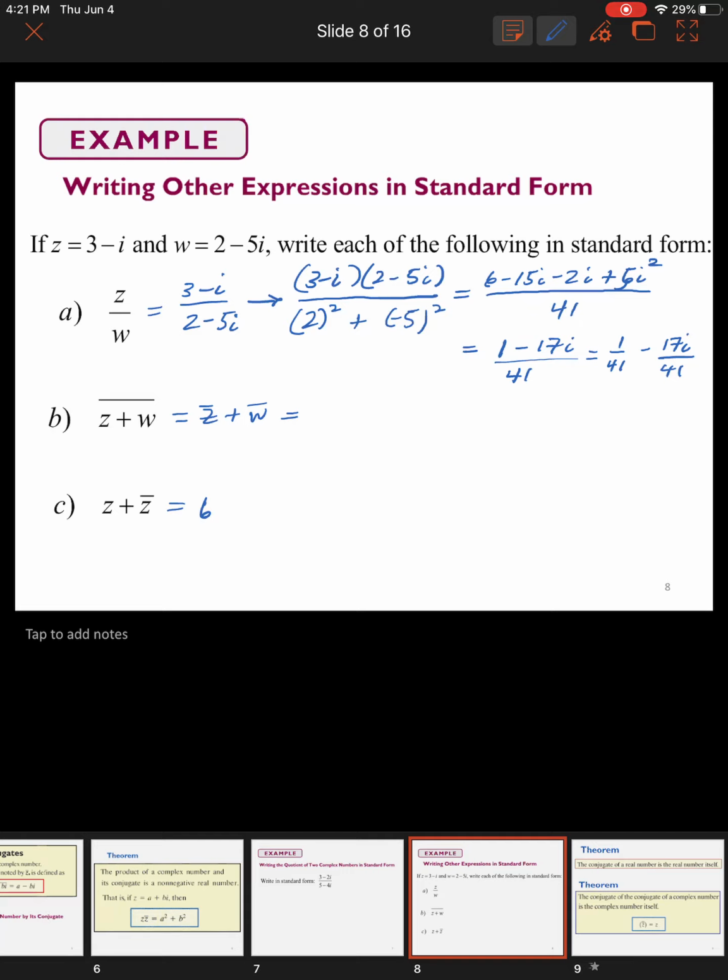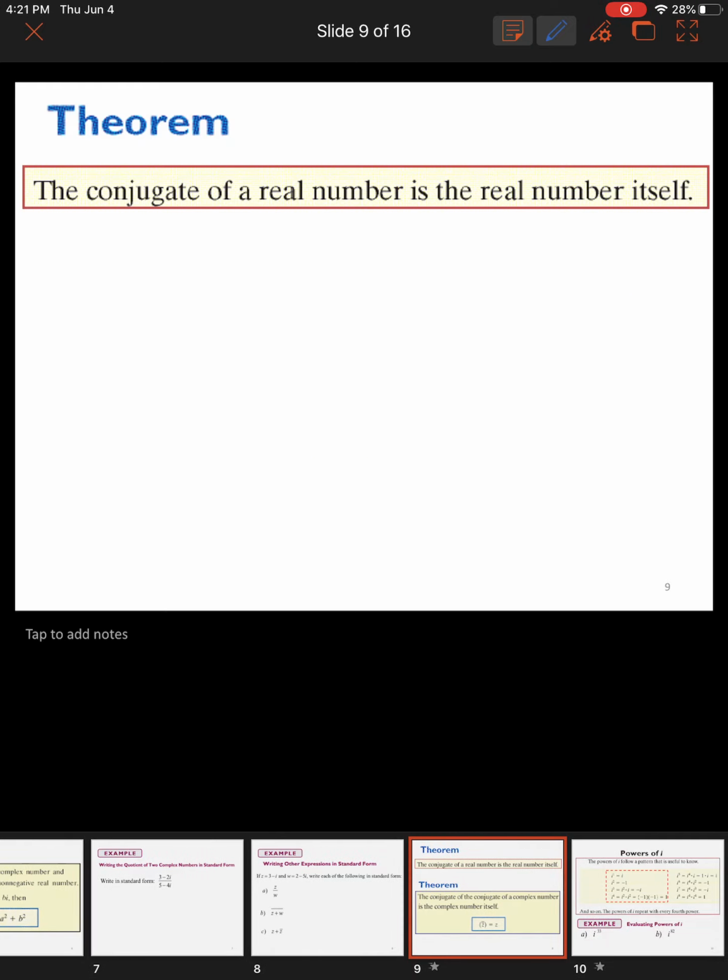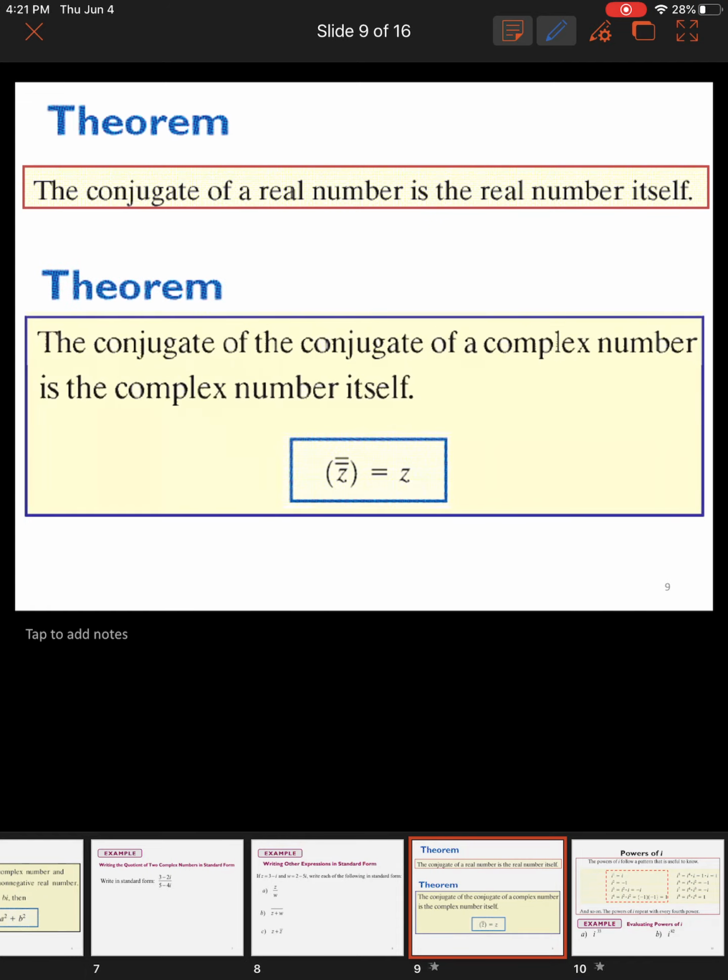Okay. And we have 3 plus i plus 2 plus 5i. That will give us 5 plus 6i. Okay. And we're almost home.